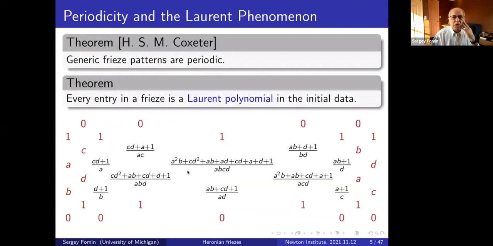And what are the main results? Well, first of all, these things amazingly turn out to be periodic. Moreover, every entry in a frieze turns out to be a Laurent polynomial in the initial data, a priori a rational function, but actually Laurent with positive coefficients. This is an illustration of this phenomenon. Okay, I assume everybody knows this. And why is that? How do you explain all of these things?